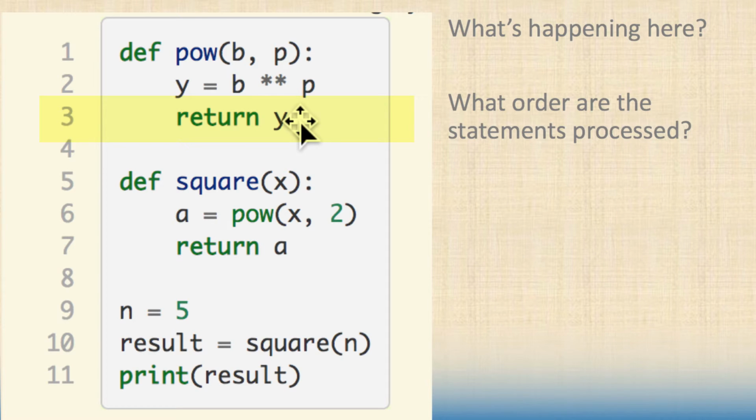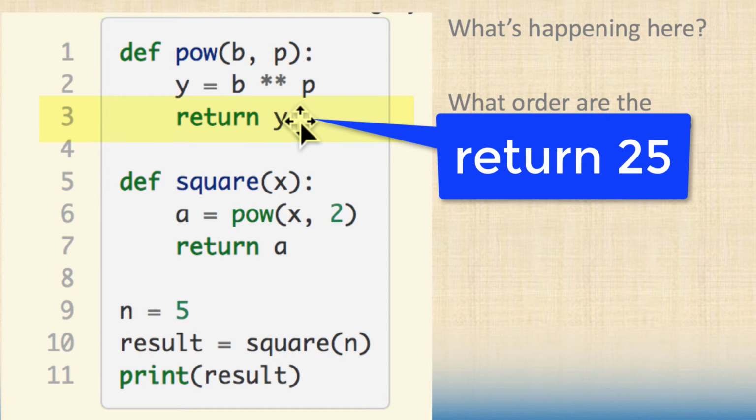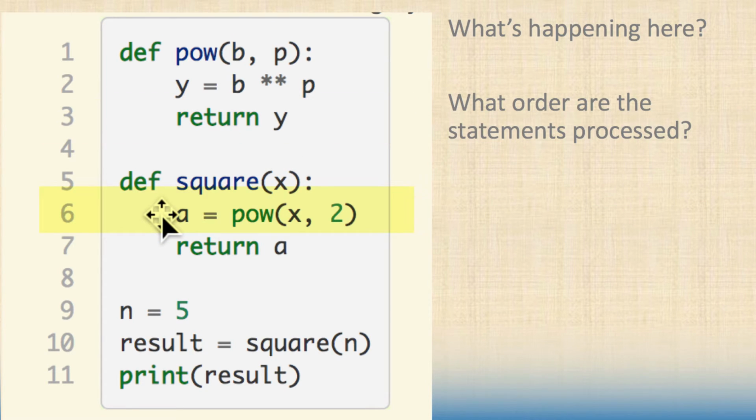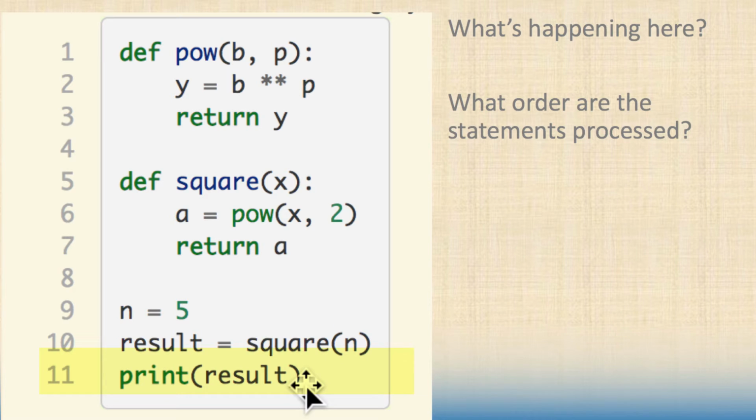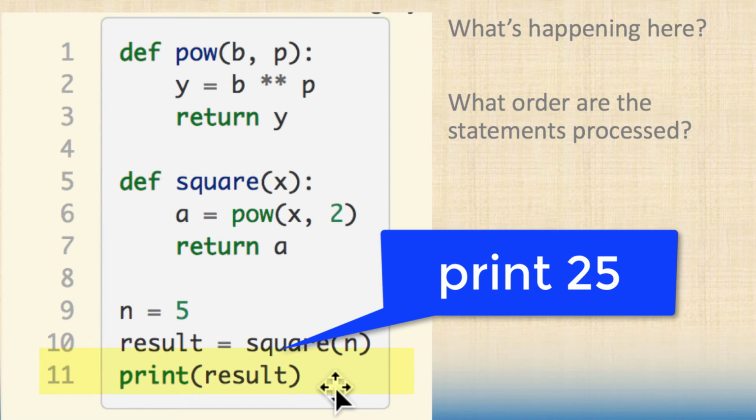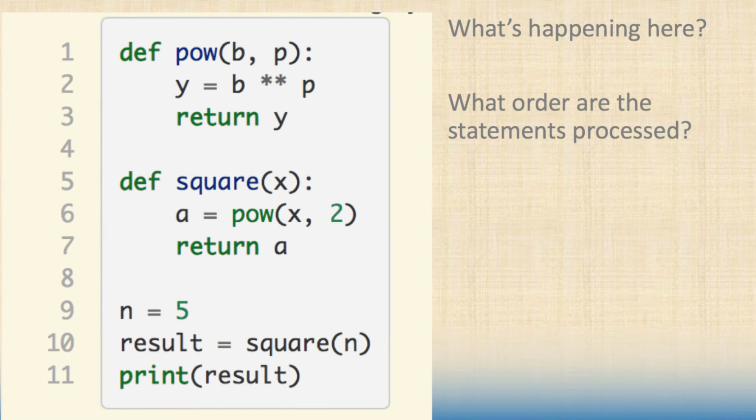And then it's going to return 25. And then it's going to come back down to 6 and say, okay, we got the number. It's 25. Let's return 25 at 7. And then it'll come back down to 10 again and say, okay, the result is going to be 25. And then we're going to print the result at line 11, which is just going to print out 25. So that's the flow of execution.